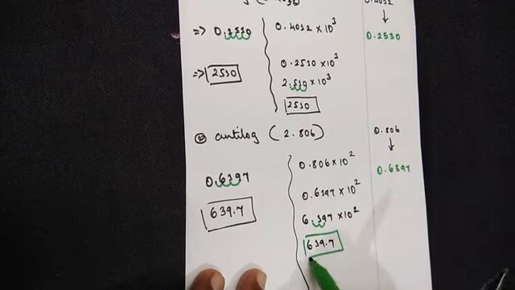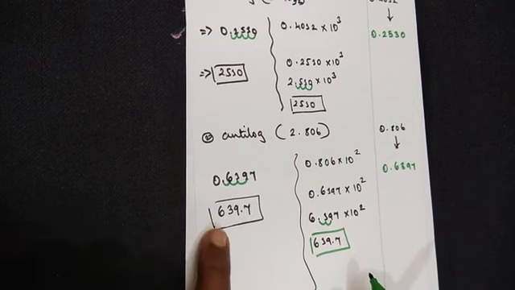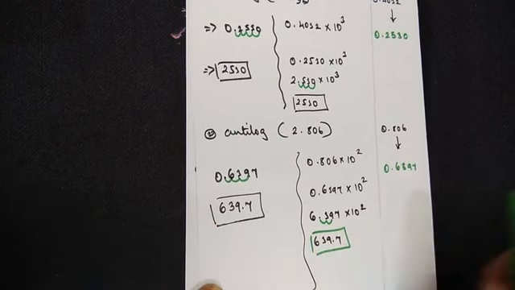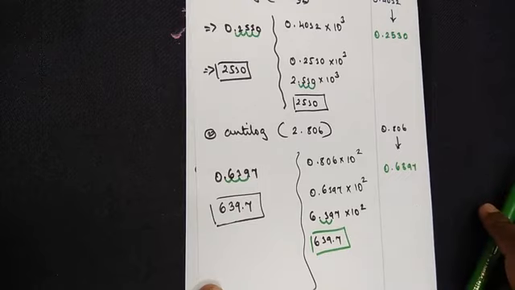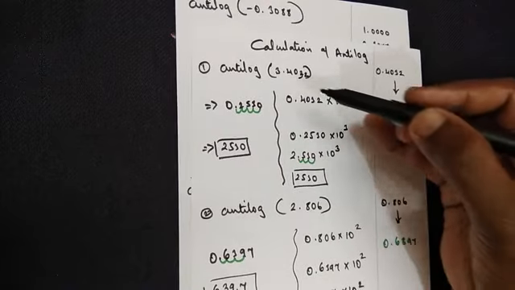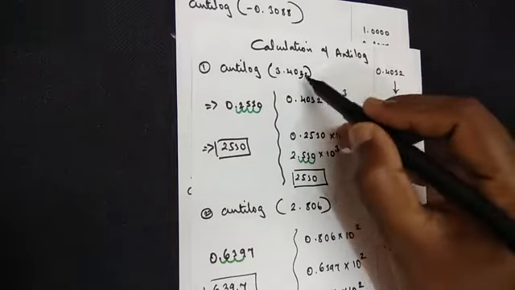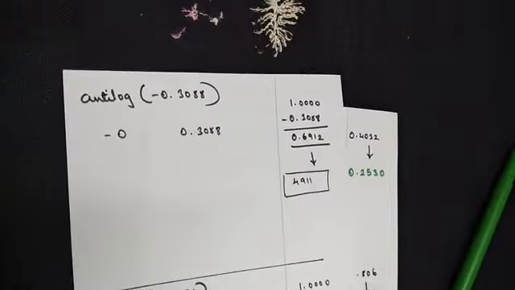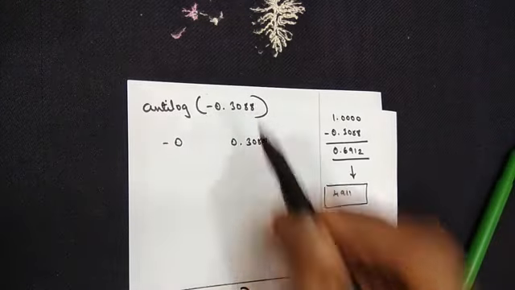So if you look at it, this method also gives you 639.7. So this is the way of calculating anti-log for the positive number. Next we will calculate anti-log for the negative number.